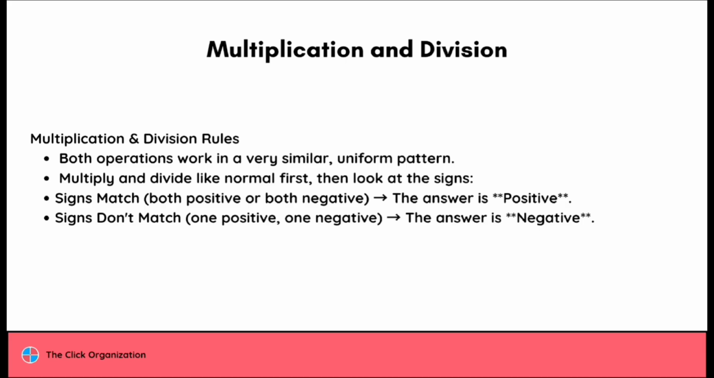Both operations work in a very similar, uniform pattern. Multiply and divide like normal first, then look at the signs. Signs match, both positive or both negative: the answer is positive. Signs don't match, one positive, one negative: the answer is negative. In order to understand these rules even better, let's look at some examples.